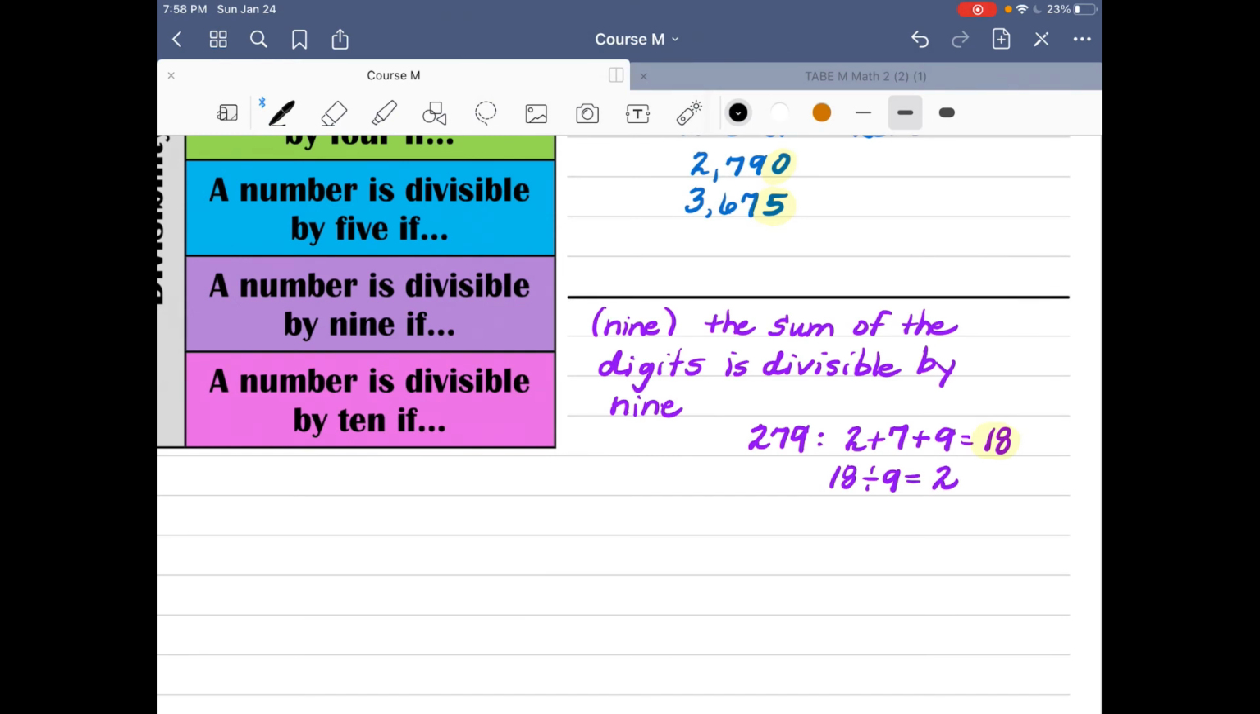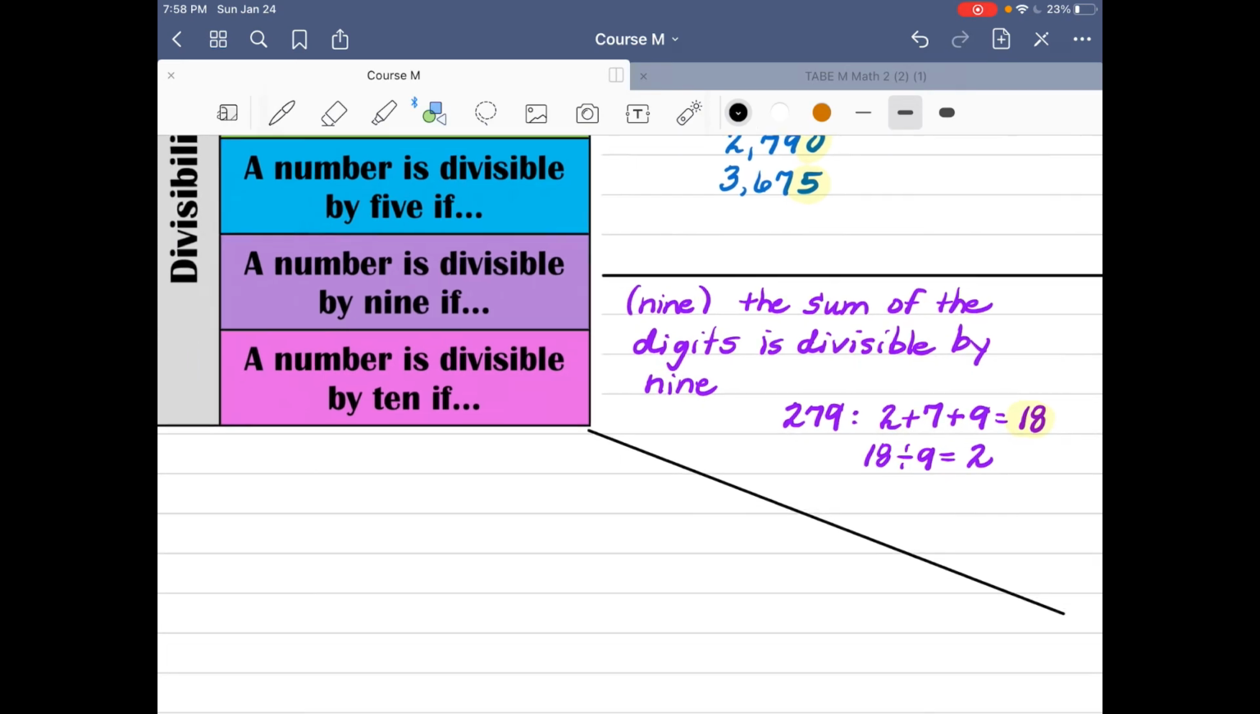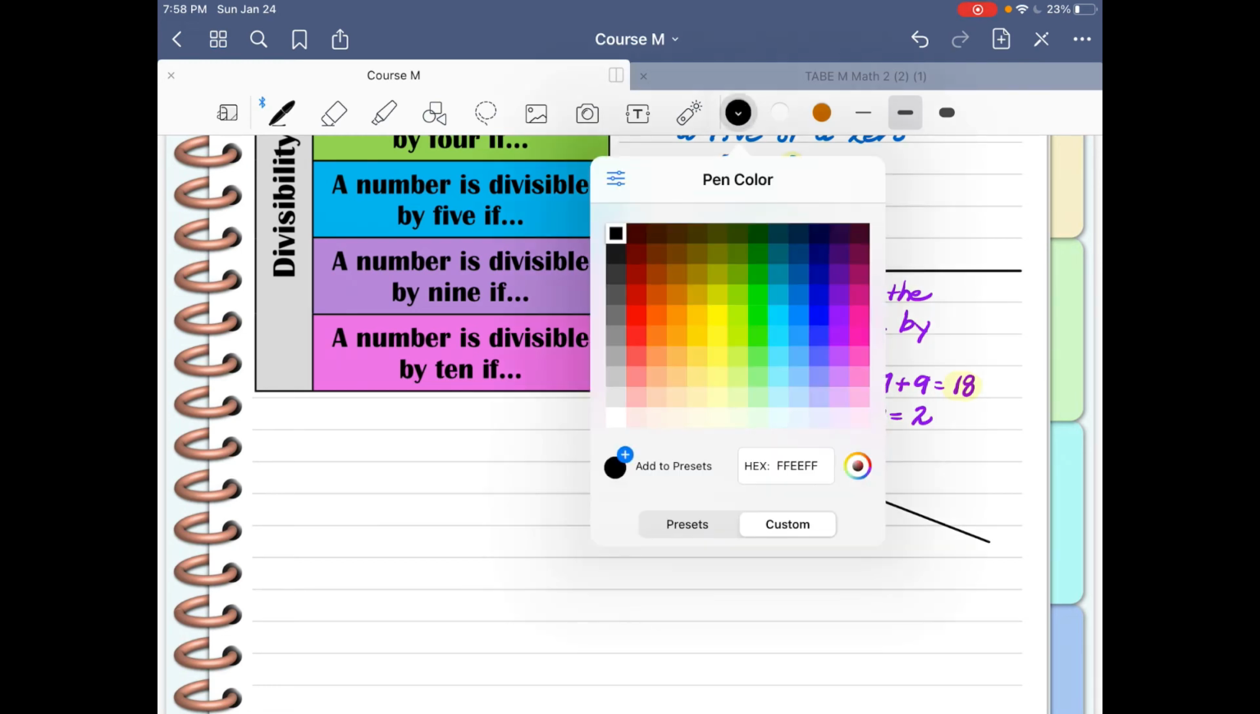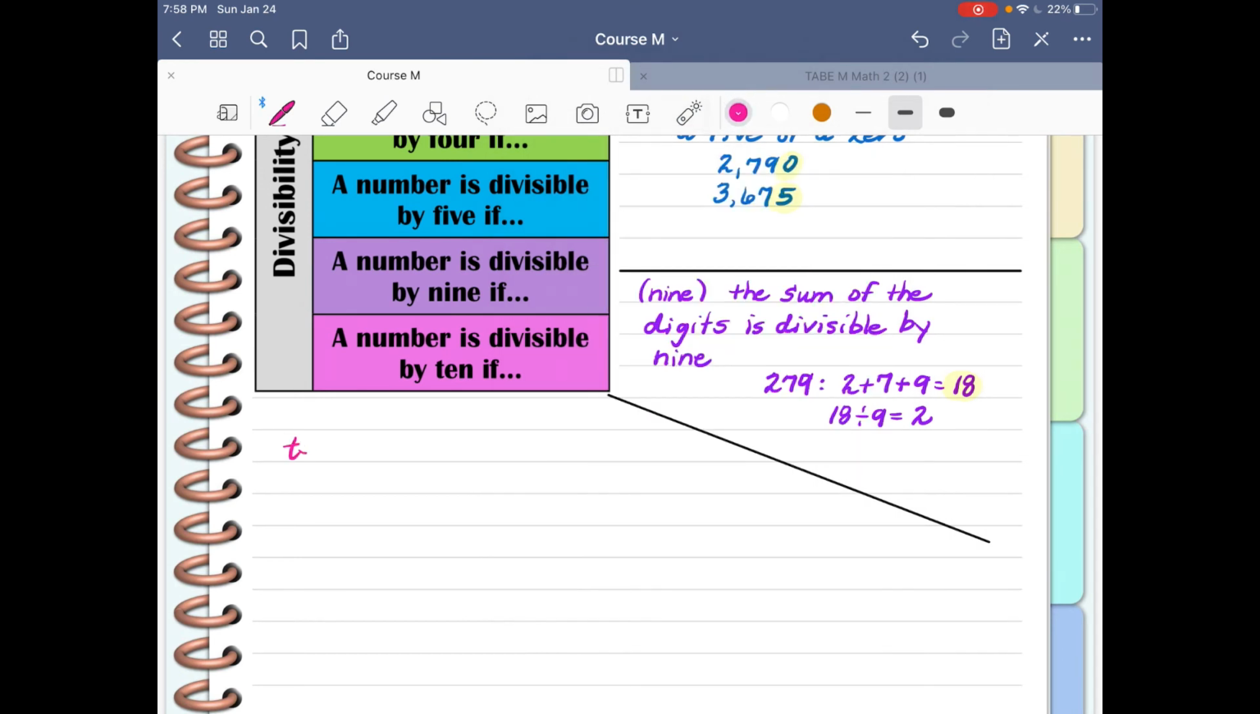Okay, my favorite one, because I use this one all the time, is the divisibility by 10. So let's add this one in there. And let me change the ink color just so you are staying with me. This one is pretty straight to the point. If the number ends in a 0, it's divisible by 10. So for example, 1,695,240. It ends in a 0, so it can be divided by 10.